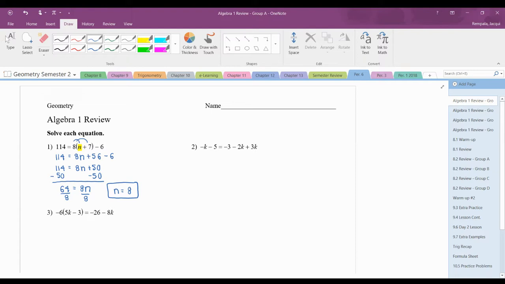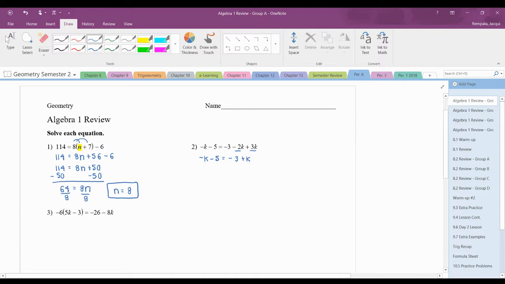Moving on to the second problem, we've got negative k minus 5 equals negative 3 minus 2k plus 3k. So we want to solve for k. I noticed that on the right-hand side, we have a couple of like terms. So I am going to combine those first. So we'll still have the negative 3 on the right. Negative 2k plus 3k would just give us a positive k.